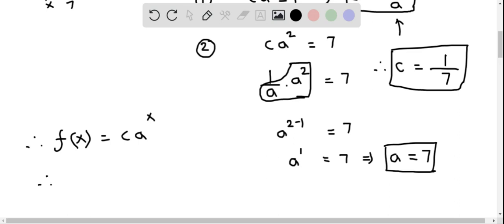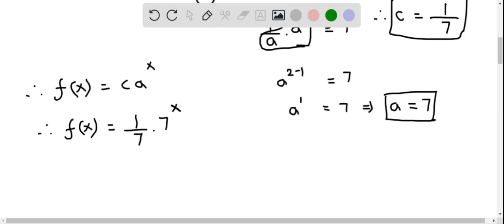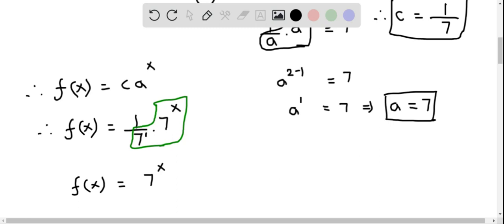So when we substitute the values of a and c into f(x), we get f(x) equals c, which is 1 by 7, times a, which is 7, so I put 7 raised to the power of x. Now in fact we can combine these two sevens. Using the exponent law, this is 7 raised to the power of x divided by 7 raised to the power of 1. When we do the division of 7^x by 7^1, we can write this as 7 raised to the power of x minus 1, according to the law of exponents.